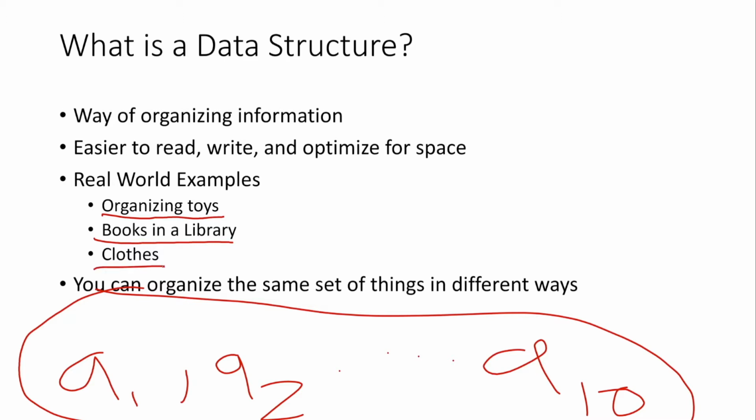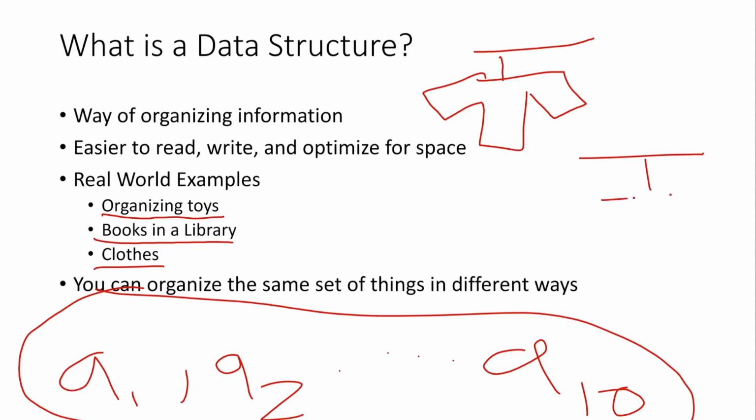Then you have clothes. In your closet, you have racks of clothes. And you can group these. So one rack can be t-shirts, the other one can be pants, the other one can be jackets, and so on. These are data structures, and they're very, very useful in programming, and they help you do many, many things.